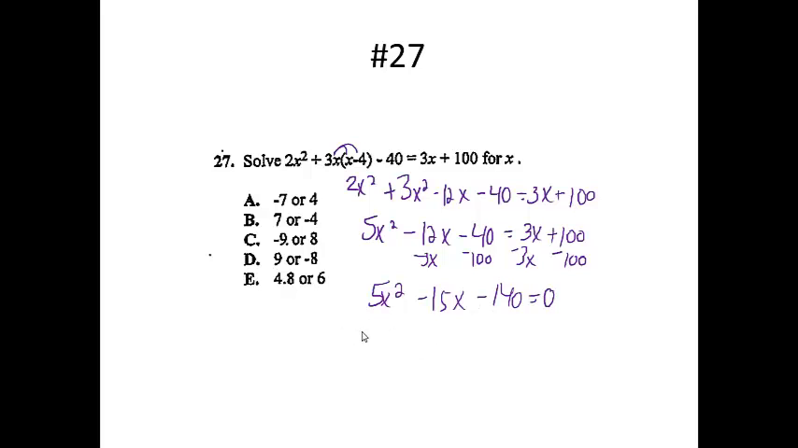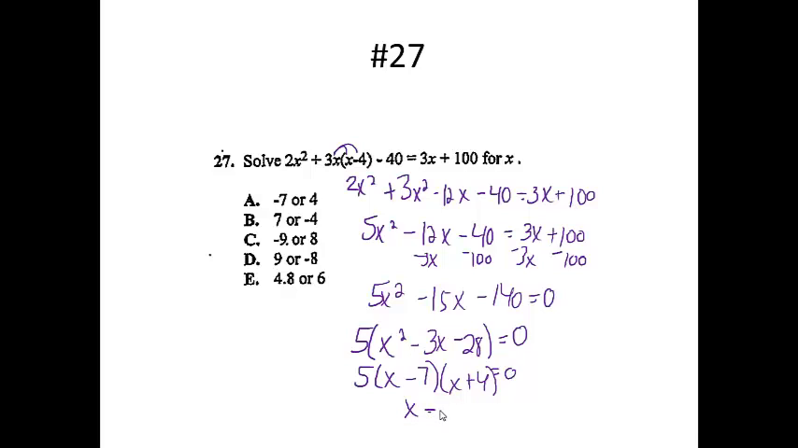The next thing that I'm going to do is factor out a 5, because I noticed that 5 will go into all three parts. So I'll get x squared minus 3x minus 28 is equal to 0. I then notice that that trinomial will factor. It will factor into x minus 7 times x plus 4. So the two answers that will work for x using the zero product property will be x equals 7 and x equals -4, which is choice B.